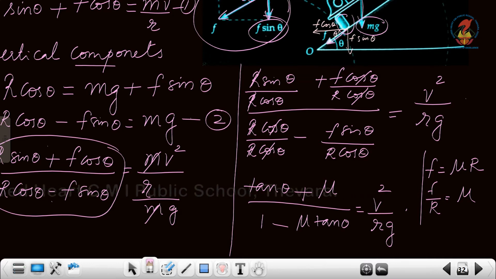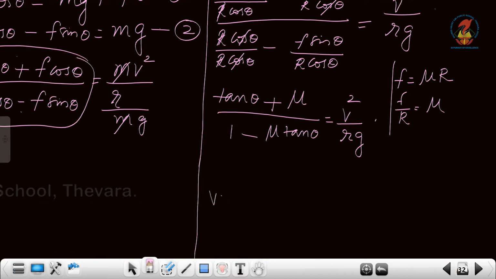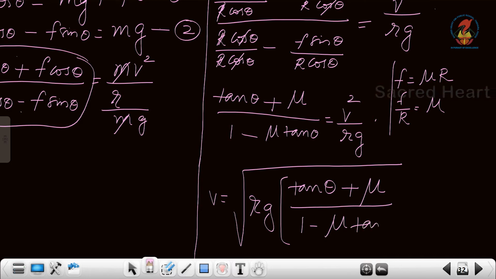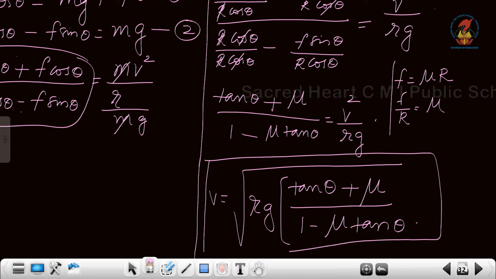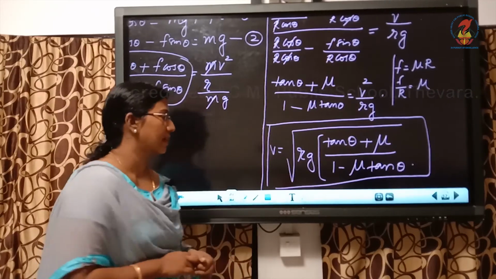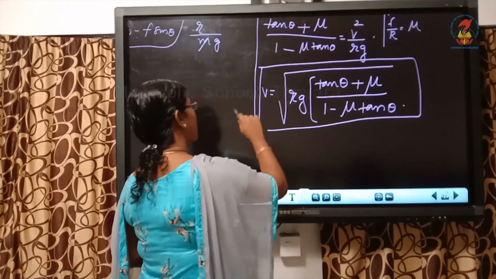But what is our aim? Our aim is to find out what is the velocity with which the particle or the car travels in the curved road. So, we get v is equal to root of rg into (tan theta plus mu) divided by (1 minus mu tan theta). This much must be the velocity with which the vehicle or the car has to travel in order to avoid any accidents.